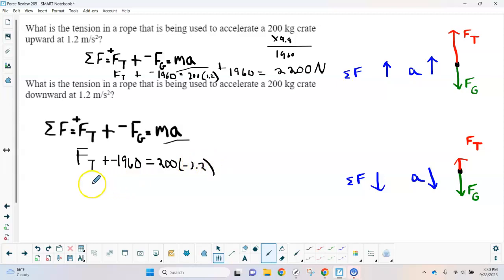Okay, so if I finish this up, Ft would equal negative 240, because that's 200 times negative 1.2, plus 1960. So the difference in those two for the tension is going to be equal to 1720. So 1,720 newtons is the tension in that rope. So again, that makes sense. The tension going up is smaller than the gravity going down. So the net force is down. It's going to accelerate downward.